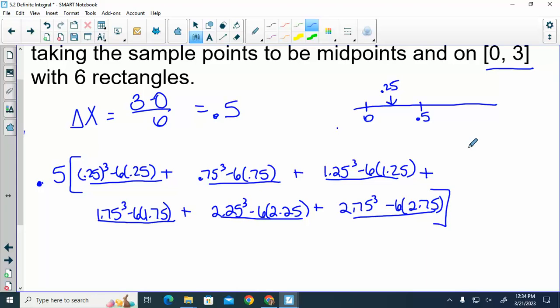And this is maybe even easier, talking about left and right hand sums might be even easier than over and under approximation, because you don't have to think about if it's above or below your graph.